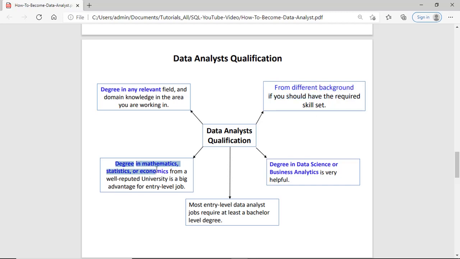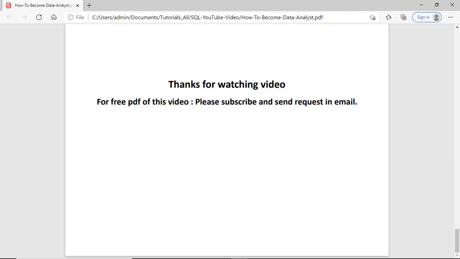A degree in mathematics, statistics or economics from a big university is, of course, useful, and then you can join as a data analyst. And a degree in data science or business analytics, of course these are specific degrees for the data analyst. And for entry-level data analysts, the company might set their own parameter that a fresher must have some kind of degree. So guys, this was all about data analyst skills.